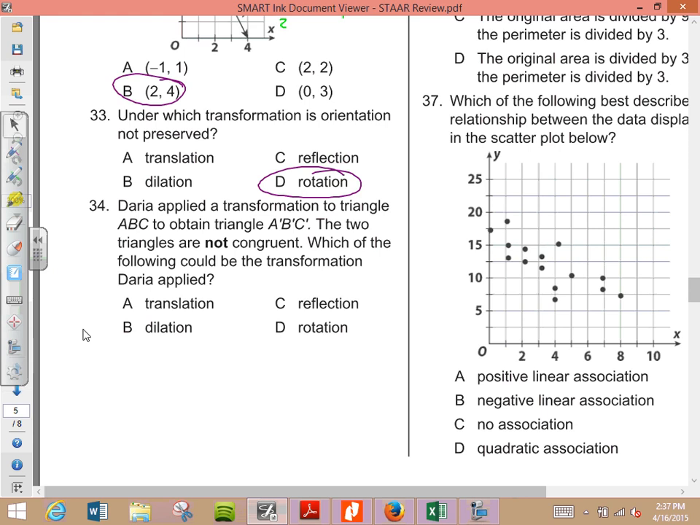The next one. Daria applied a transformation to triangle ABC to obtain triangle A'B'C'. The two triangles are not congruent. Not congruent. Which of the following could be a transformation? So that's the only one. Now because it's prime, why is the dilation not congruent? Similar. It's similar shapes. It either gets bigger or smaller. The other ones maintain their position and everything else.